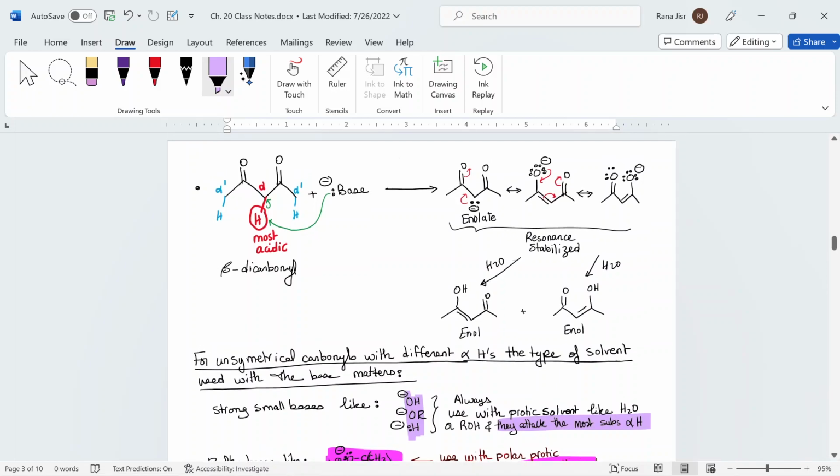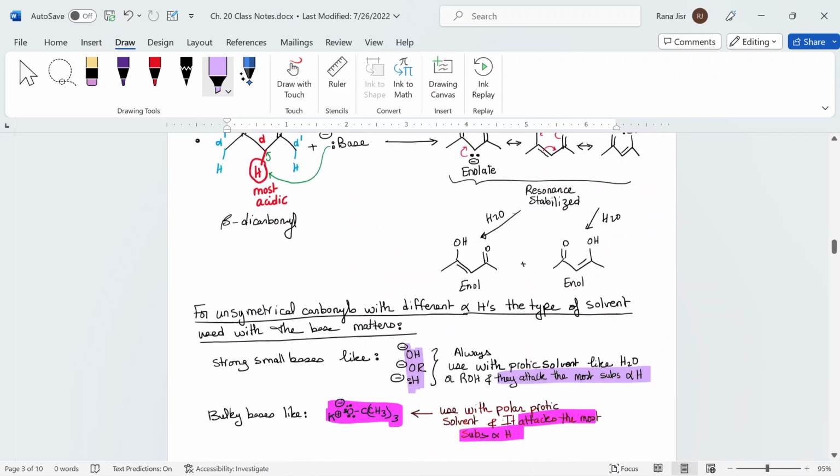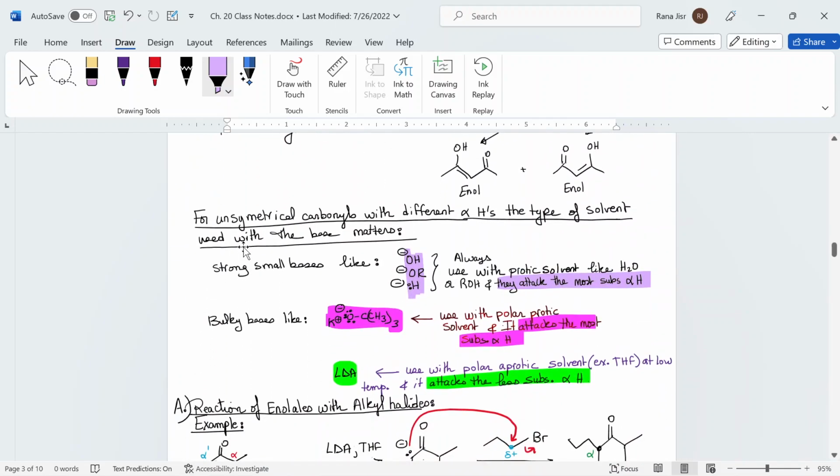Hydrogen. Now, if we have more than one alpha hydrogen in there, in all of these cases, we are considering a symmetrical carbonyl where the base has just one alpha hydrogen to pick. If we have systems that have more than one alpha hydrogen, then in this case, what is going to determine what alpha hydrogen is abstracted by the base is two things. It's the type of the base and the solvent that you are using.